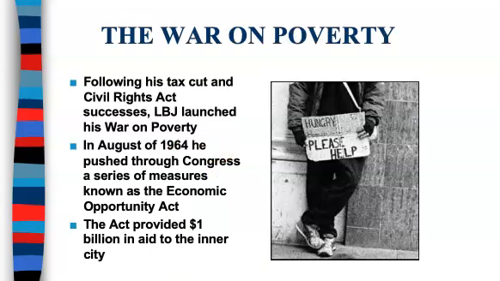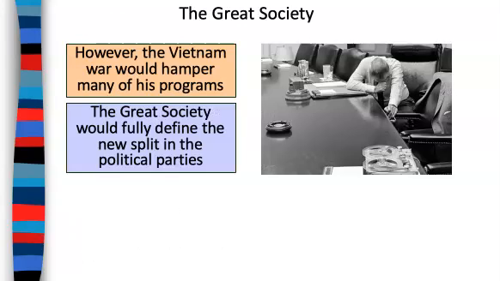In addition to this, as part of the war on poverty, he's going to cut taxes and pass the Civil Rights Act. In August of 1964, he's going to push Congress to create the Economic Opportunities Act, which provides $1 billion to inner cities. However, the problem with all of this stuff is that the Vietnam War is going to hamper all of his programs.